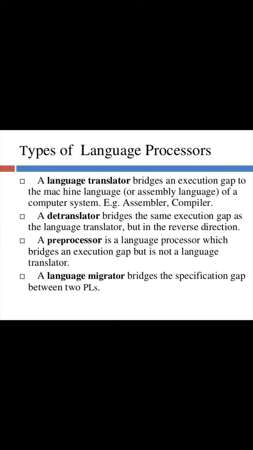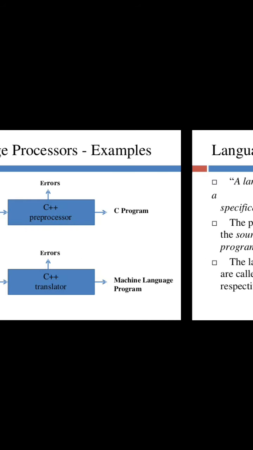A preprocessor. A preprocessor is a language processor which bridges an execution gap but it is not a language translator. A preprocessor performs preprocessing on the instructions. It converts high level language into pure high level language. Now, what is a language migrator? A language migrator bridges the specification gap between two programming languages.